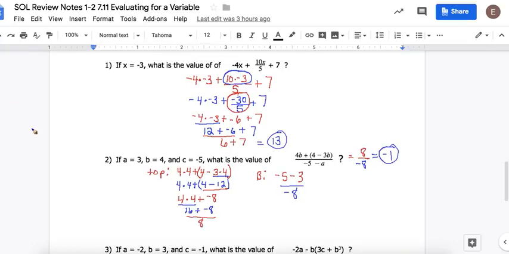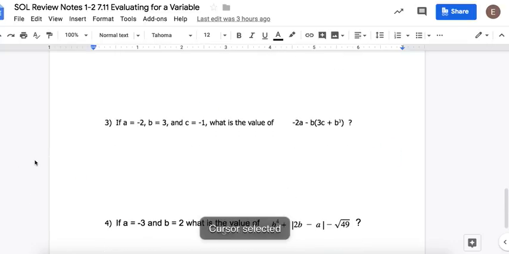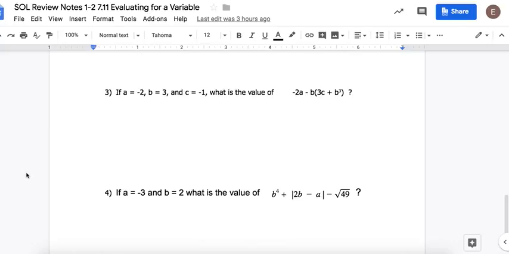Okay, let's move on to example number 3. And just remember, whenever you have a fraction, you do the top first, and then, of course, do the bottom and then divide them for your last step. So number 3 says if A equals -2, B equals 3, and C equals -1, what is the value of -2A minus B, parentheses, 3 times C plus B to the third power, close parentheses. And remember, letter in front of parentheses means to multiply. So I got to make sure once I do the parentheses that I multiply by B. So let's substitute in here.